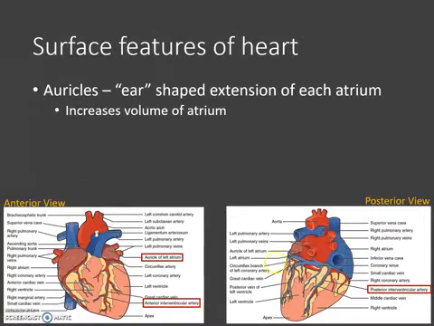If we take a look at some other structures associated with the heart, first of all, we have auricles, one auricle associated with each atrium. The auricle gets its name because it looks like an ear, maybe like an elephant's ear. And this is just an ear-shaped extension of each atrium. So when an atrium fills up with blood, the auricle can hold a little bit more blood in order to increase the volume of blood that can be held by the atrium.